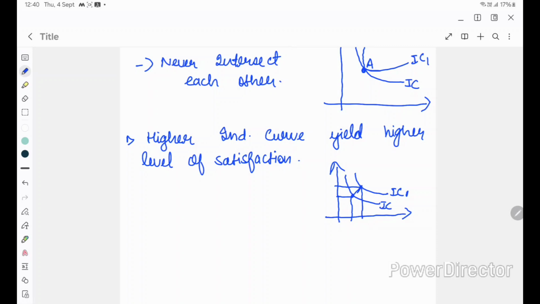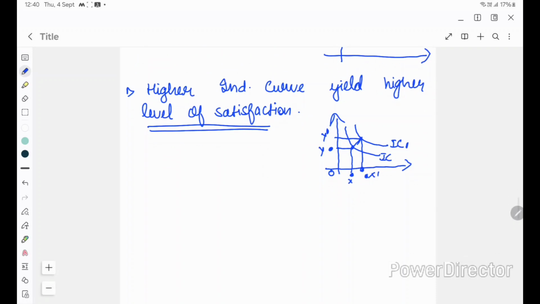at this point on IC, you are getting this amount of good Y and this amount of good X. On the other hand, on the same point on a higher indifference curve, you are getting this much amount of good X, 0 to X1, and this much amount of good Y, which is obviously more of good Y and more of good X. Therefore, a higher indifference curve will consist of higher quantities and will yield a higher level of satisfaction to the consumer. So this was about the properties of indifference curves.